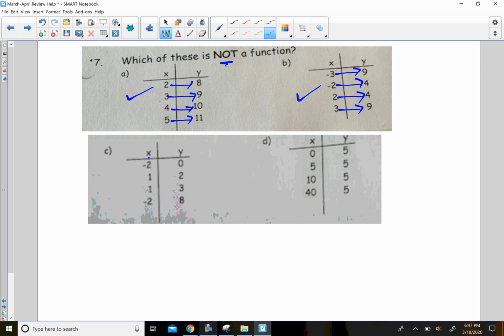For C, right away I'm noticing -2 shows up twice. -2, sometimes I get a 0, sometimes I get a -8. That can't happen. Same thing with 1. Sometimes I get a 2, sometimes I get a 3. This is not a function.